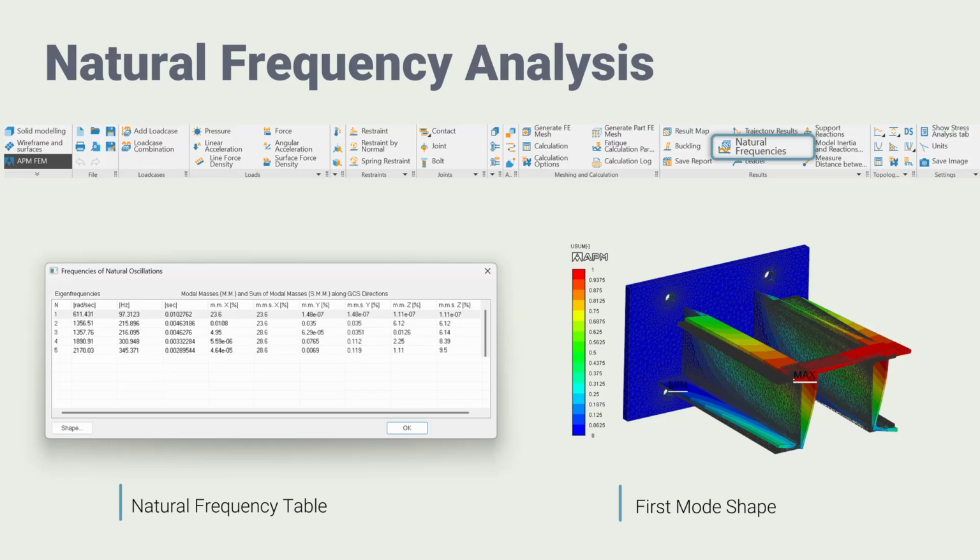The natural frequency analysis results in APMFEM include a table listing natural frequencies in both radians per second and hertz. The table also includes oscillation periods and modal masses, which help you determine the predominant direction of deformation for each mode. Looking at the first row of the table on the screen, we can see that the modal mass participation factor in the x direction is 23.6%. This means that 23.6% of the total assembly mass participates in motion along the x-axis for the first mode shape.